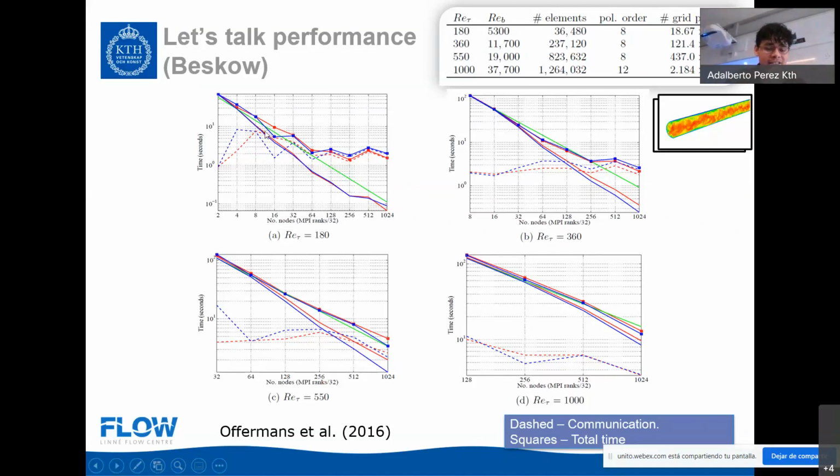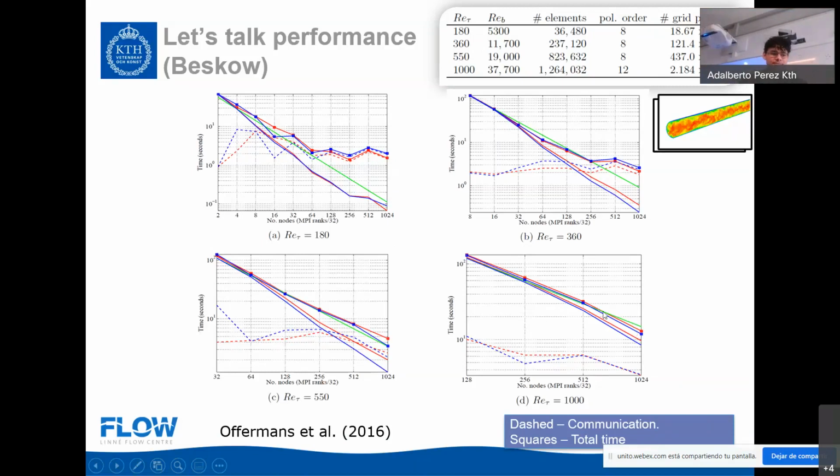So for the smaller case, as would be expected, at some point when we increase the number of nodes, note that these are numbers of nodes, so the number of ranks is this times 32, the total execution time becomes the communication time. This is expected, especially for these smaller cases. But of course, we see that for the bigger cases, as is also expected, we have very good scalability, and we are basically linear here.